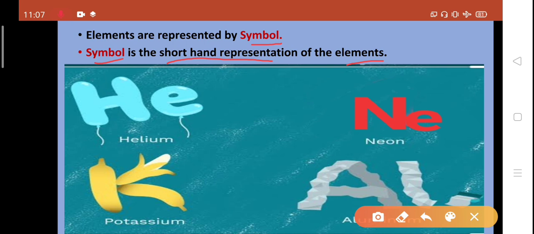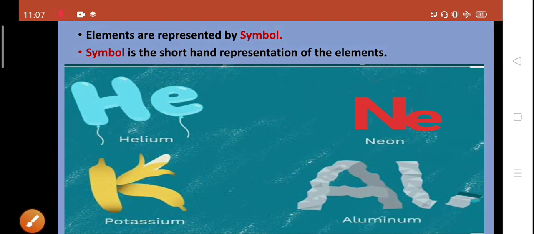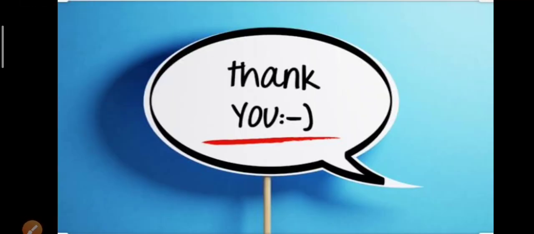Similarly, helium is symbolized as He, potassium is symbolized as K, neon is symbolized as Ne, and aluminium is symbolized as Al. So, children, I hope this part of the chapter you have understood well.